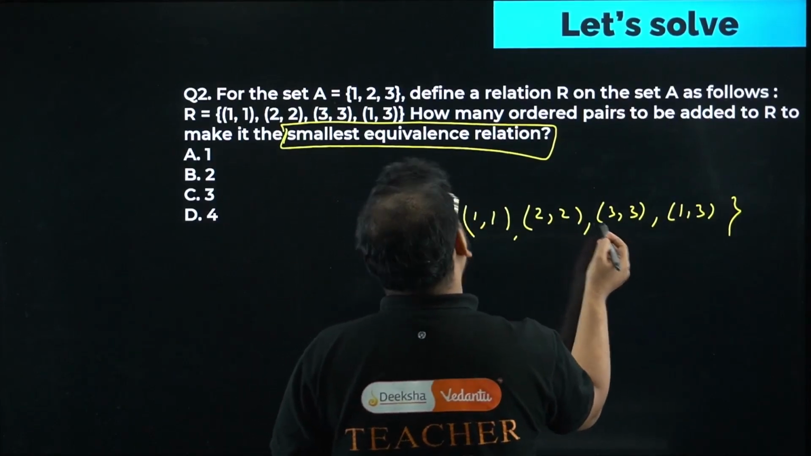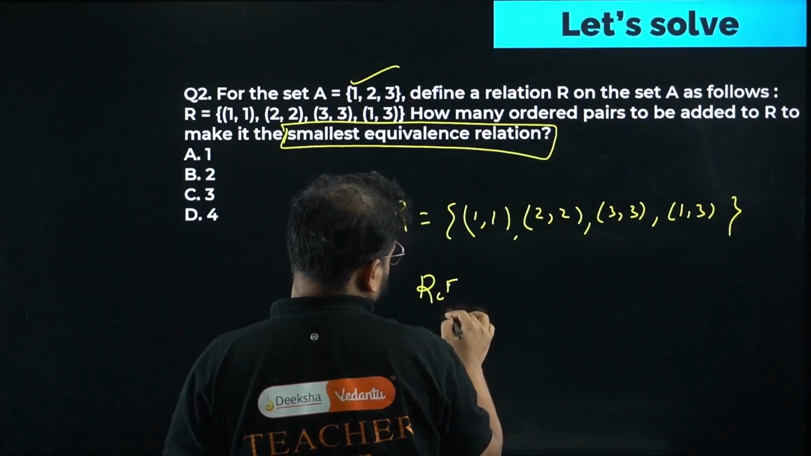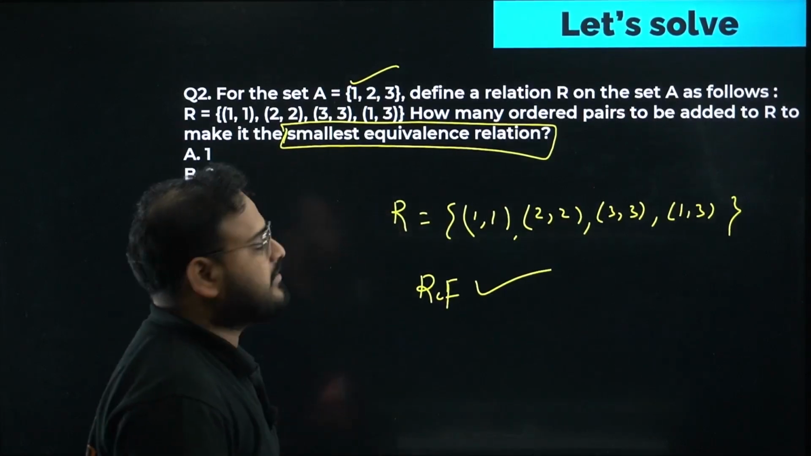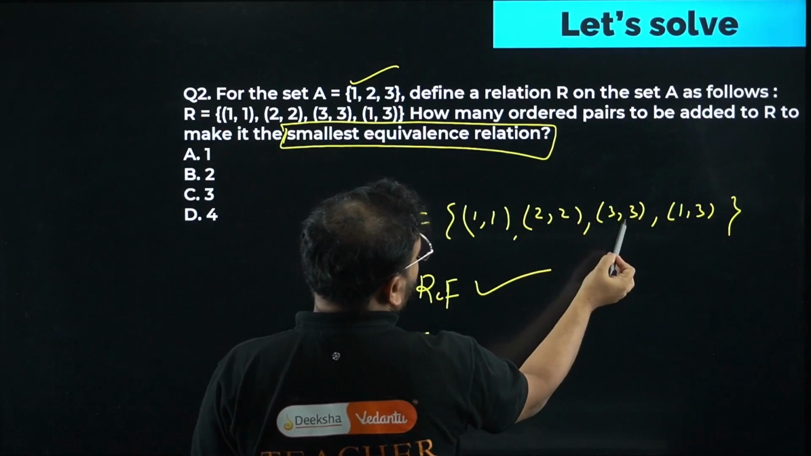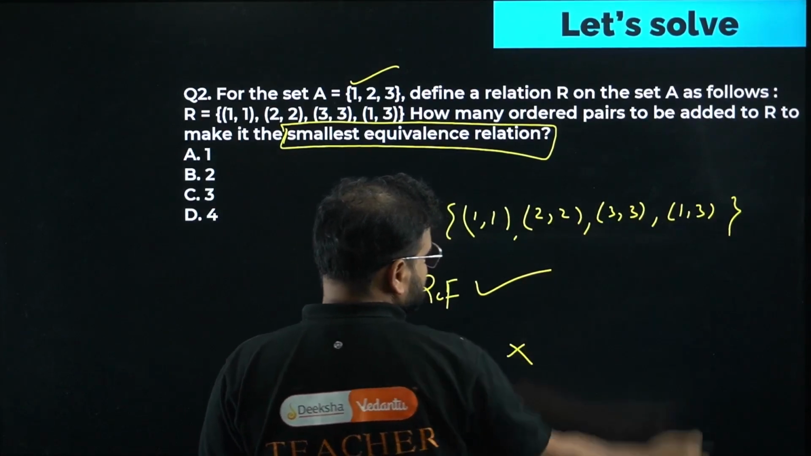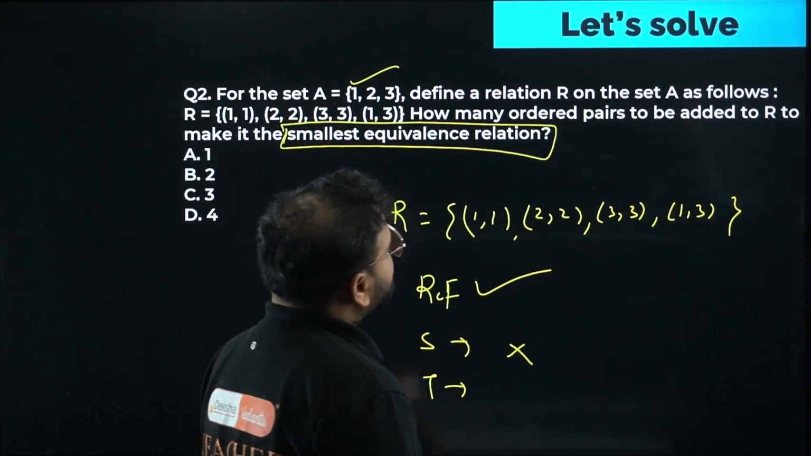1, 1, 2, 2, 3, 3 for the set A means, sir, reflexive. Yes, reflexive. Check for the symmetric now. Symmetric is it there, sir? 1, 1, 2, 2, 3, 3. Okay, 1, 3 means 3, 1 is missing. Okay. What about transitive, sir? So it is transitive only.